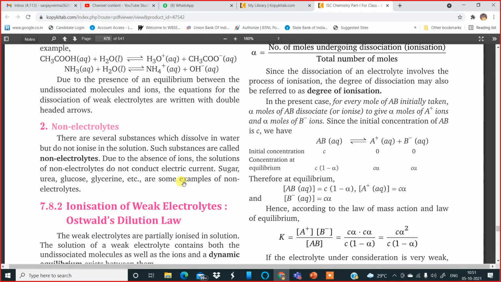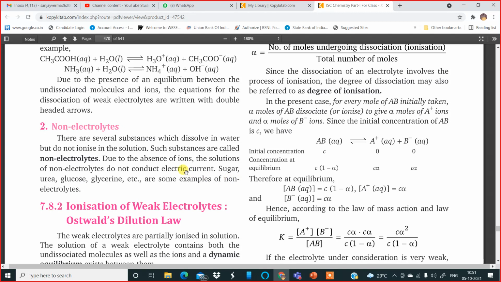Now, moving further to non-electrolytes, it's better to have some idea about these also. Apart from strong and weak, non-electrolytes are substances which dissolve in water, like glucose, sucrose, fructose, but do not ionize in the solution. Such substances are called non-electrolytes because of the absence of ions. Due to the absence of ions, the solutions of non-electrolytes do not conduct electric current. Sugar, urea, glucose, glycerin are some very good examples of non-electrolytes.